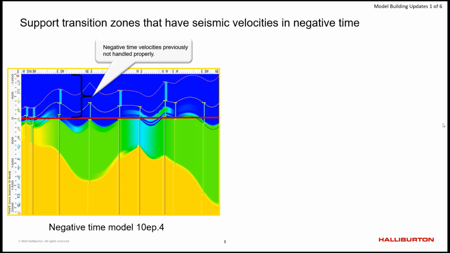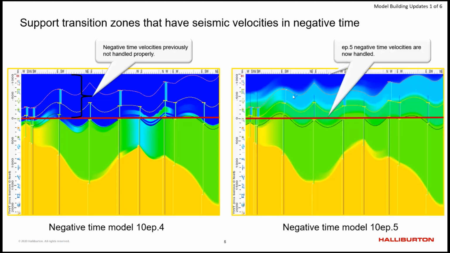Now, this picture here on the left shows a model built in 10ep4 where we didn't properly handle input data that was in negative time. You can see how these time depth curves were not interpolated in the negative time zone. So here's 0 time, and anything above that would be negative time. So in EP5, we now properly interpolate the well pick velocity and time depth curve velocity in negative time.